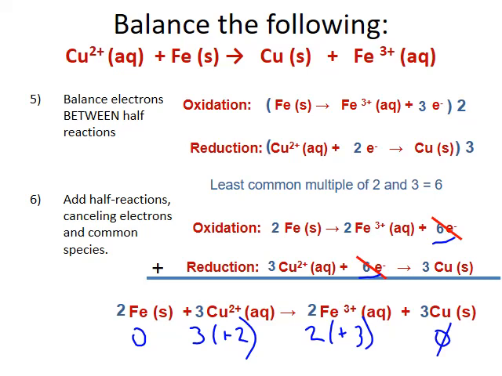If we add together the charges on each side, we find that we get +6 and +6 on each side of the arrow. This is still charge balanced as well. Now we can say that this redox equation is fully balanced with respect to both mass and charge.